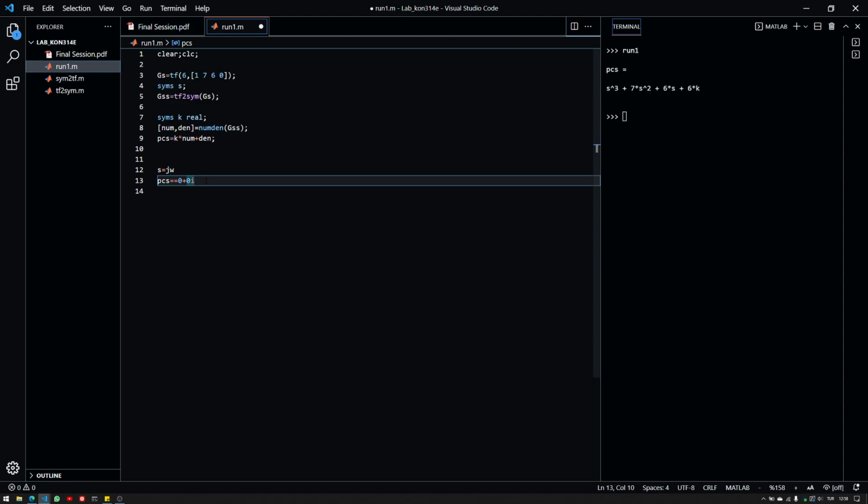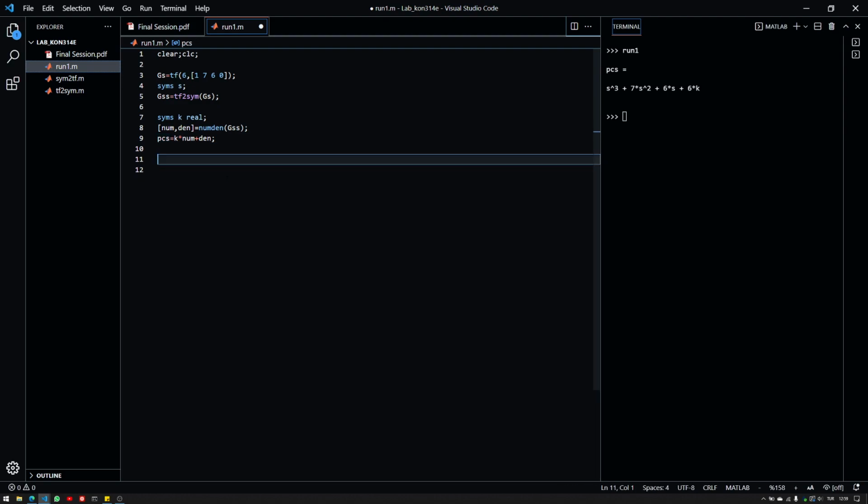So what we have to do is plug in s equals j omega into this characteristic polynomial, and then take its real part, equate it to 0, take its imaginary part, equate it to 0, and then come up with a solution, hopefully. This should give us k and omega pairs, hopefully. So let's do exactly that.